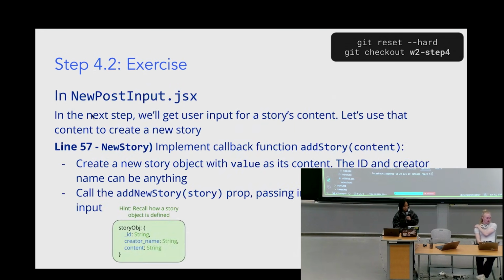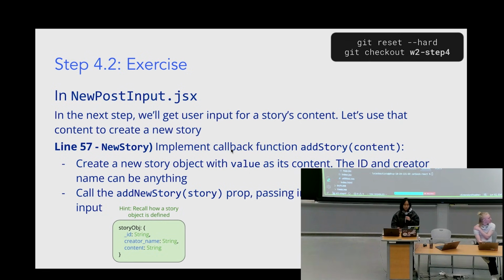Now you're going to be moving over to the new post input.jsx file, and you're going to be working in line 57. This file is a little confusing because we have multiple components defined. I know our convention was to define components in an individual file, but this one we just have several components defined because they're kind of grouped by functionality. But find the new story component on line 57 and implement another callback function.